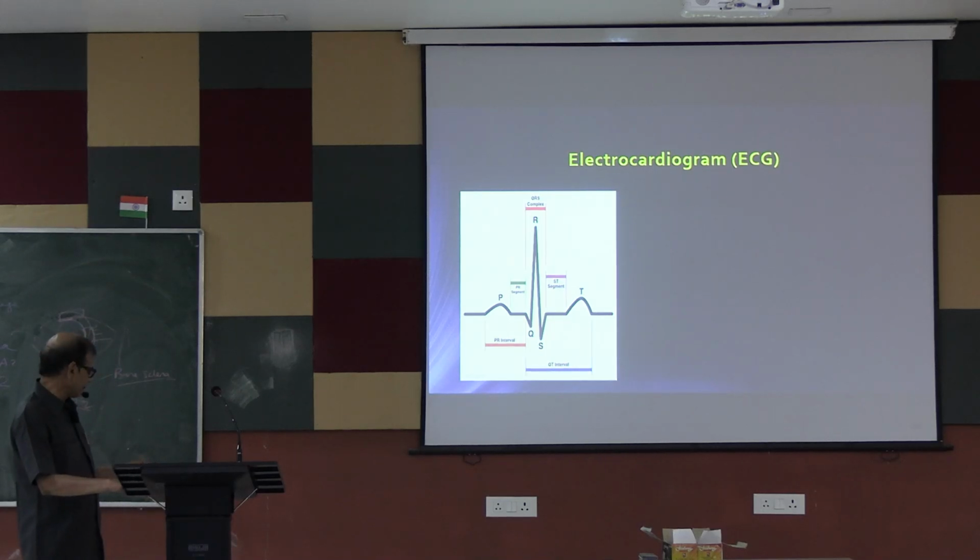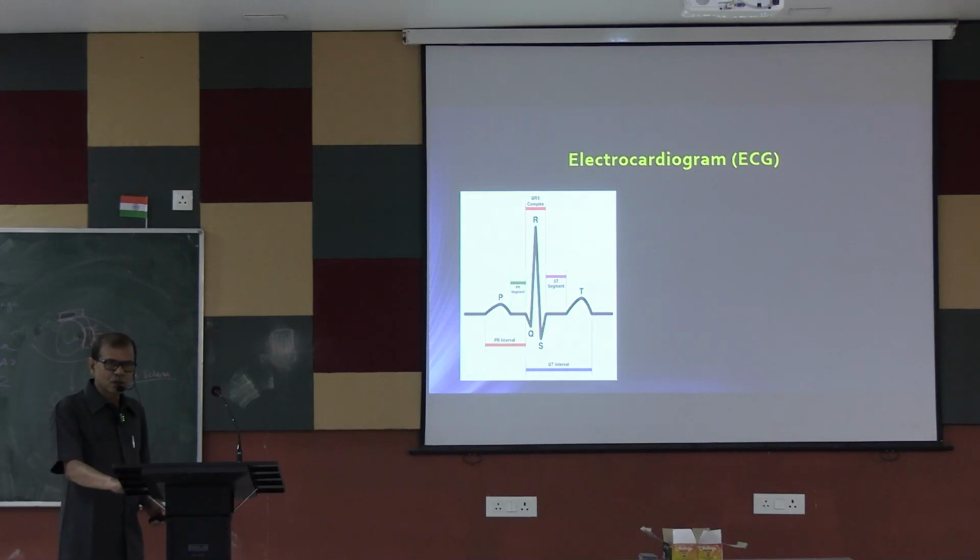Then comes the T wave. This is the ST segment. And this is the QT interval, from the onset of Q wave to the termination of the T wave. So P, PR interval, Q, QRS or S, then T and ST segment. This is surface recording of cardiac electrical activity through placement of leads over the chest wall.